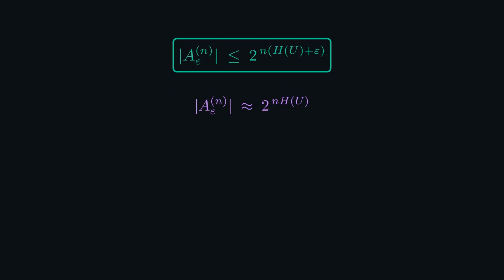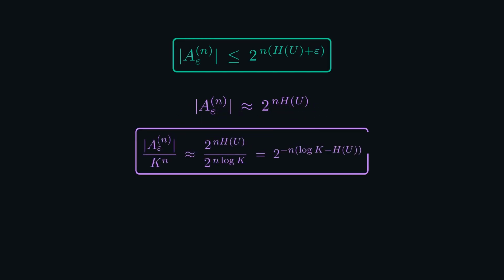If we assume again that the value of epsilon is small, we can approximate the cardinality as about 2 to the power n times the entropy. Dividing this by the size of the set of all sequences gives us a term that decays exponentially in the sequence length, showing that the typical set makes up a smaller proportion of the total set of sequences as sequence length increases.